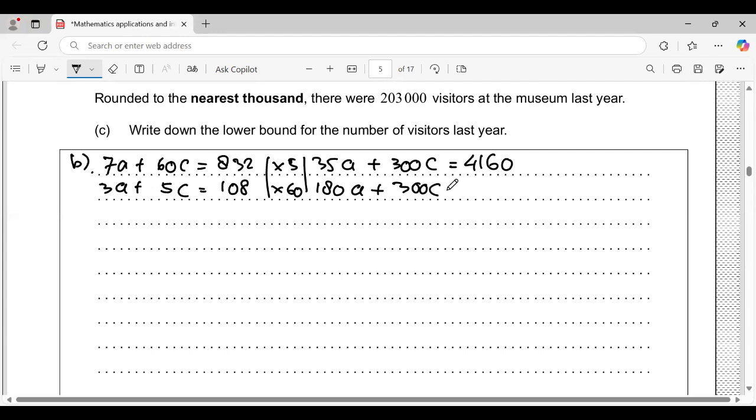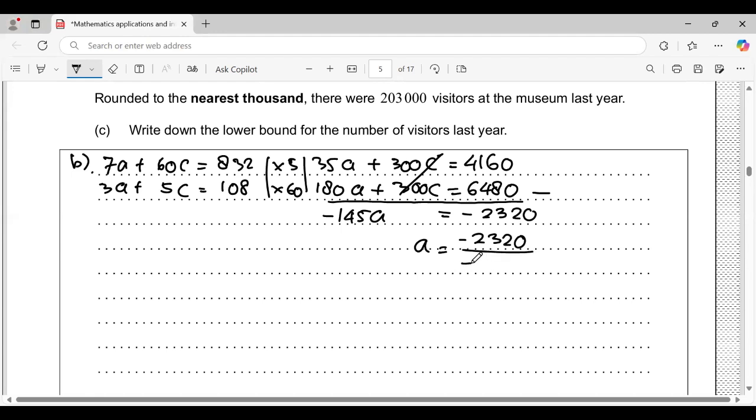Subtracting to eliminate c, we get minus 145a equals minus 2,320. So a equals minus 2,320 divided by minus 145, which equals 16.